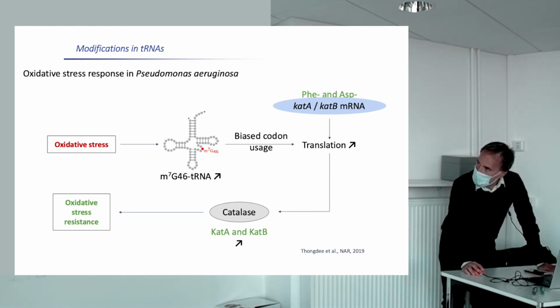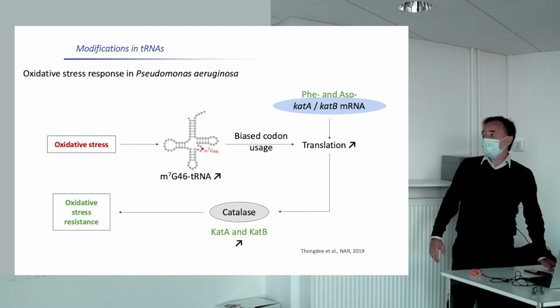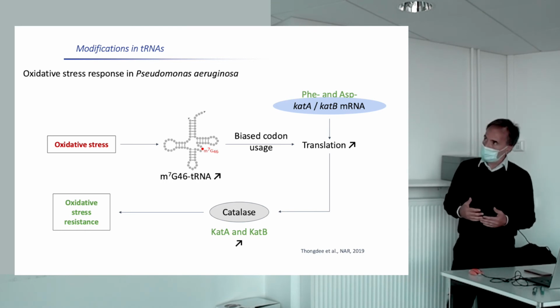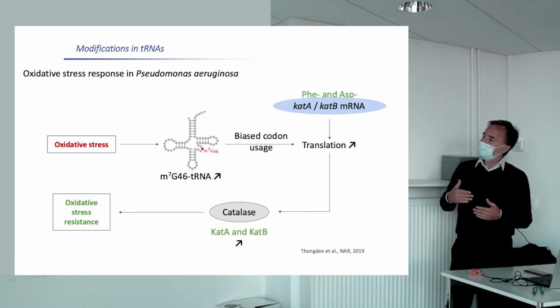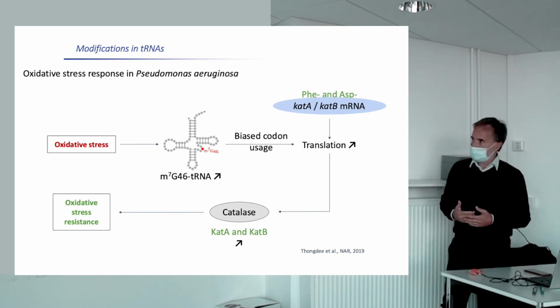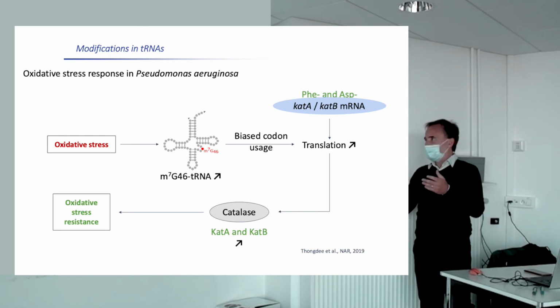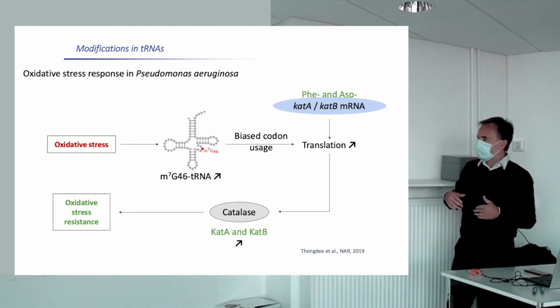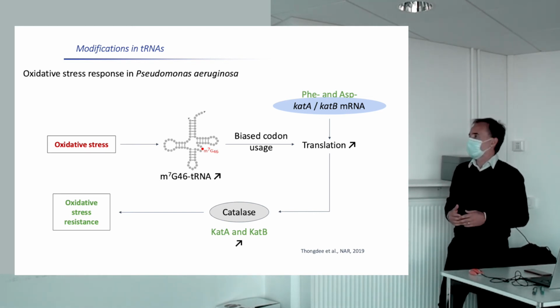So we have an m7G in position 46. And what is interesting is that in the presence of an oxidative stress in Pseudomonas aeruginosa, you have an increased level of this modification on the tRNAs. There are several tRNAs that can be modified in position 46. You have an increase in the level of this modification.